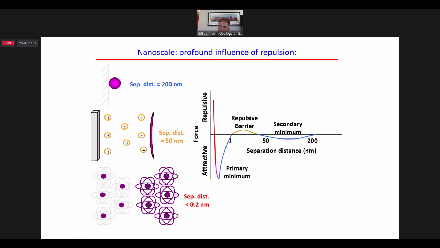Now, this is all for what we call unfavorable conditions. The two surfaces are like charged. In the environment, they tend to be both negatively charged, but the same would be true for two positively charged surfaces in, say, a biological system.